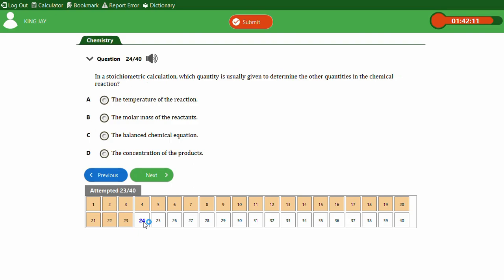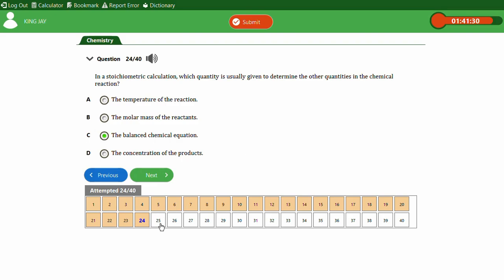Question 24. In a stoichiometric calculation, which quantity is usually given to determine the other quantity in a chemical reaction? A. The temperature of the reaction. B. The molar mass of the reaction. C. The balanced chemical equation. D. The concentration of the product. No, it is the balanced chemical equation. That's what is used to determine the quantities in the chemical reaction.